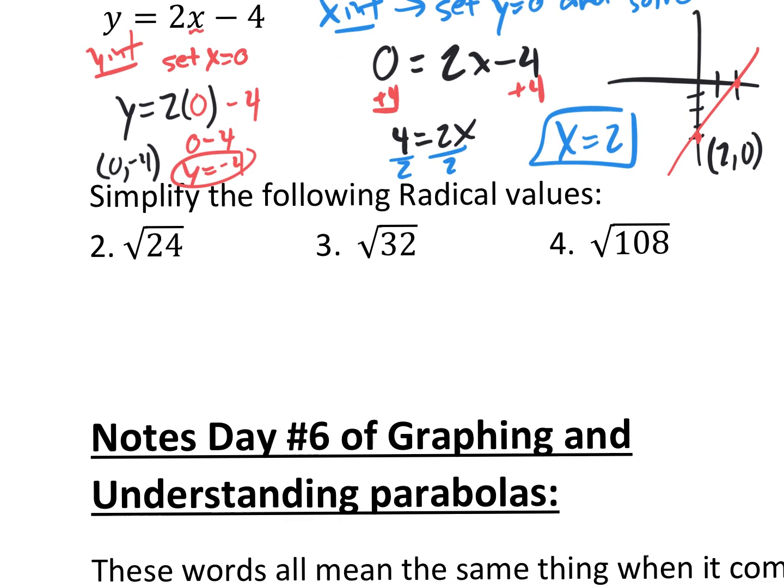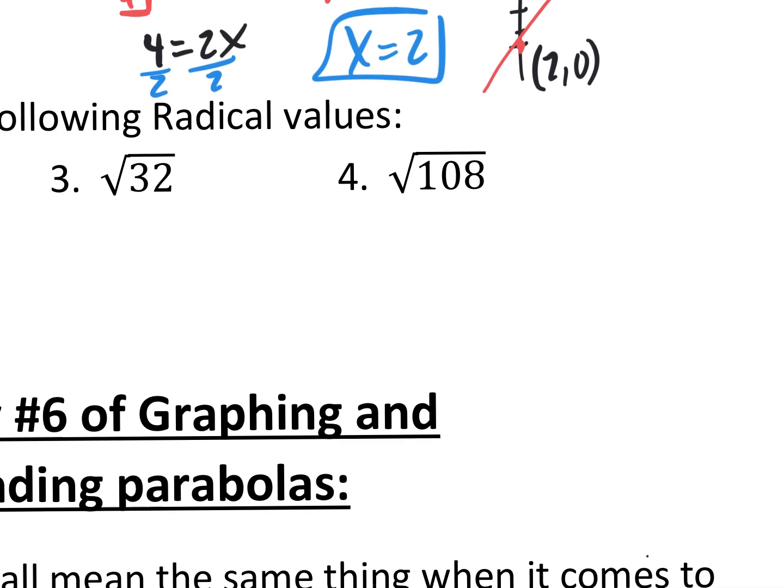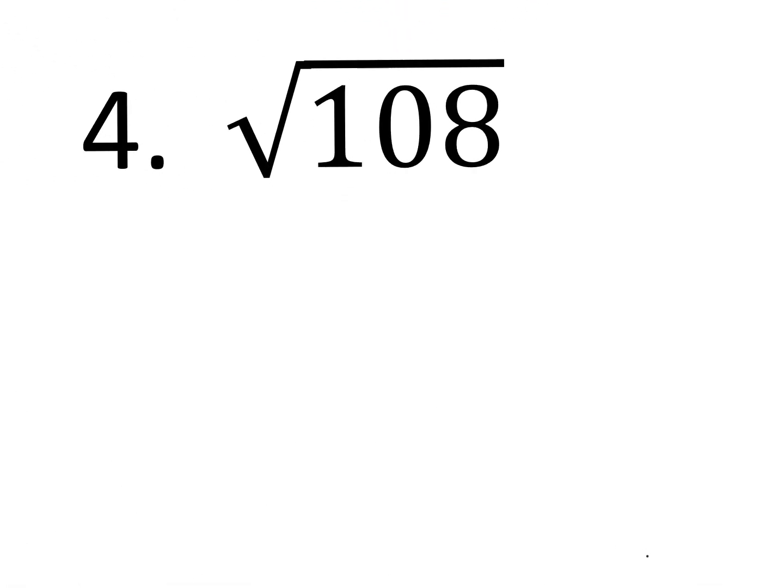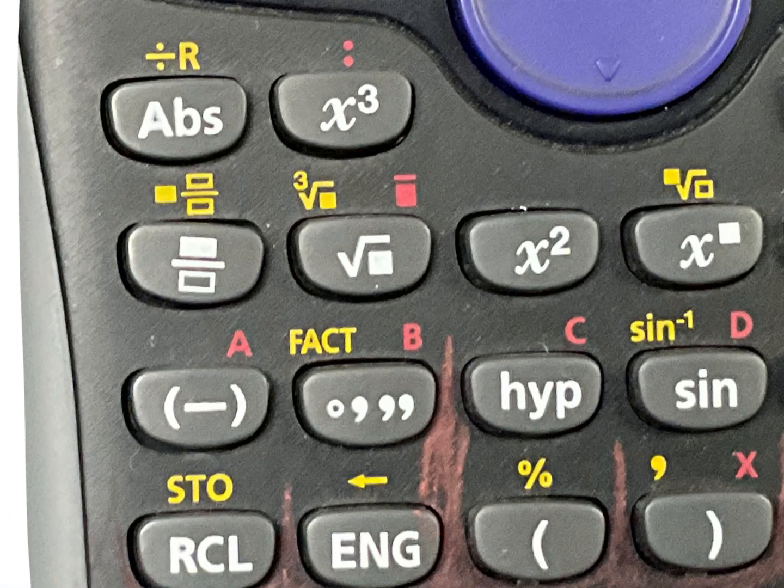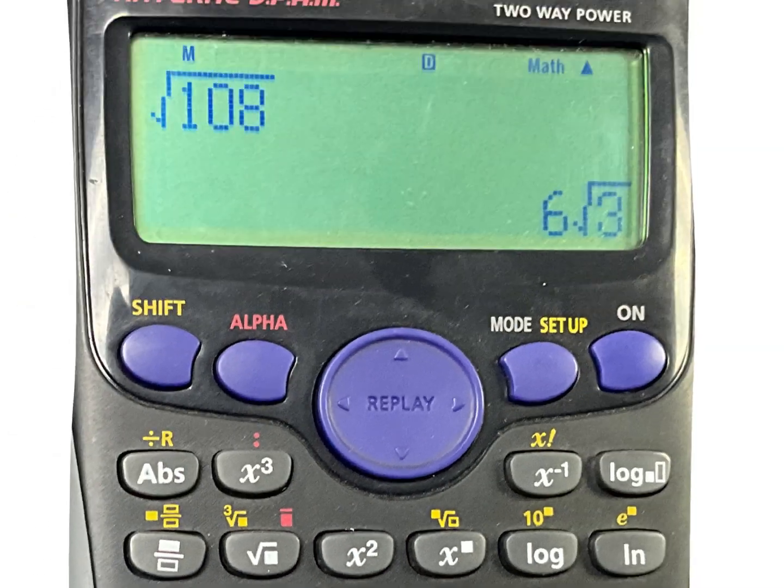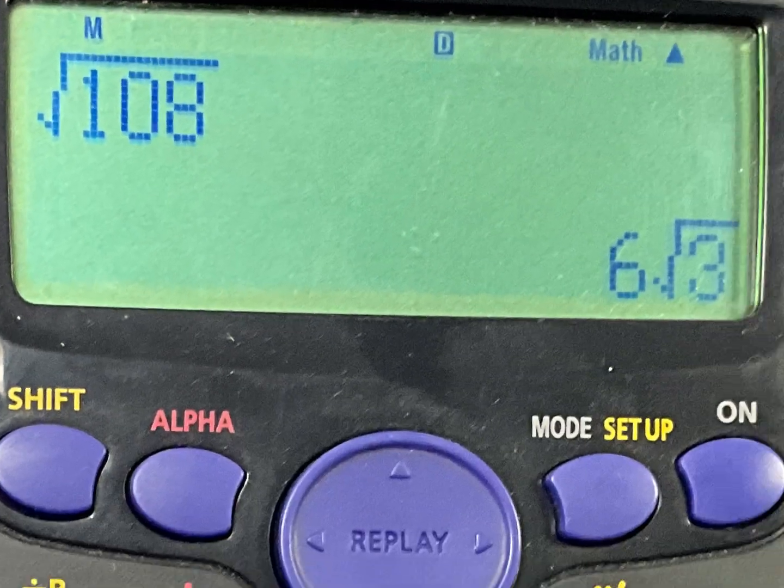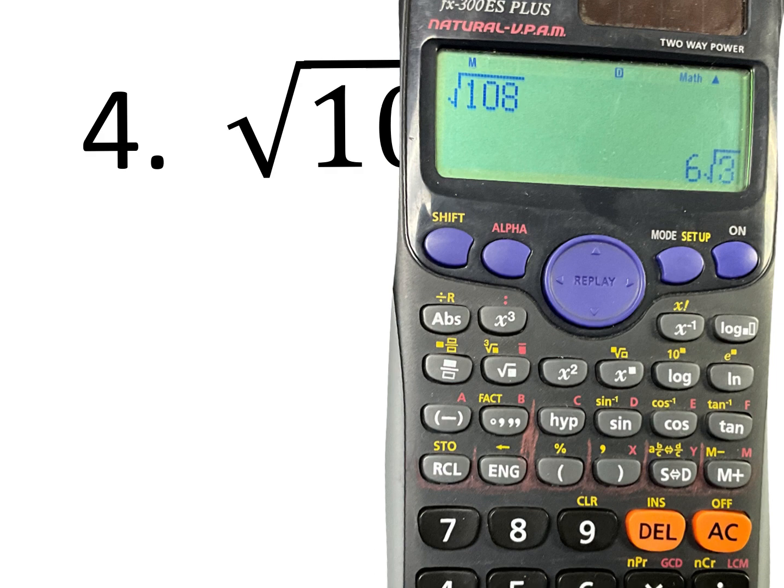We also had to simplify these following radical values. We did enough of that yesterday. I'm just going to move on. But I do want to let you know that technically you could do this on the calculator. Yeah, you could do it on the calculator. Look, there's a square root button right there. And if you type your number into that square root button, like I did up here, 108, it'll give you the simplified square root value, 6 square root of 3. Okay, 6 square root of 3.